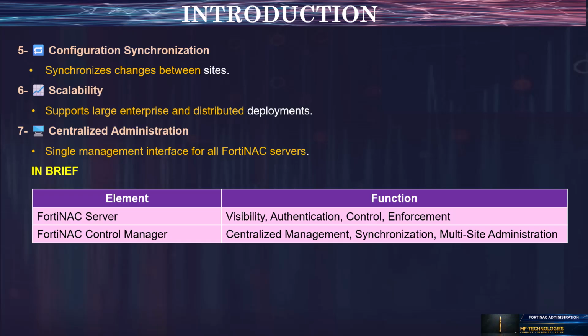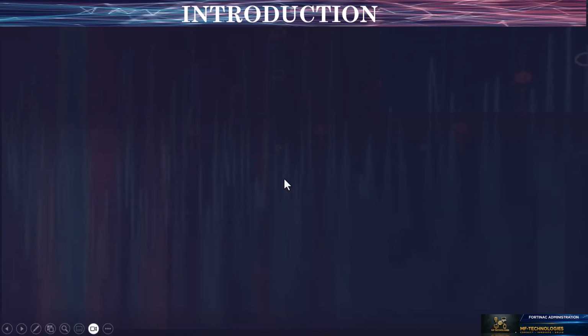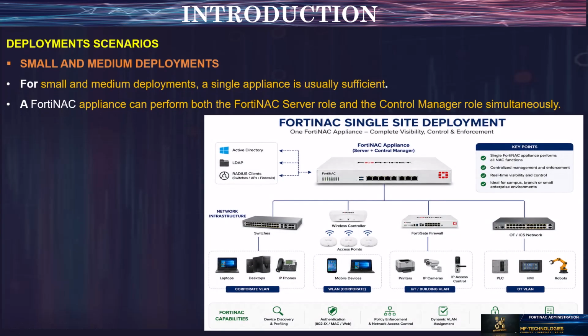So in brief, the control manager focuses on centralized management, policy synchronization, and multi-site administration. The Fortinac server performs operational work: device discovery, authentication, policy enforcement, and network control. Now we understand the role of both components. Let's see how they combine in different deployment scenarios.